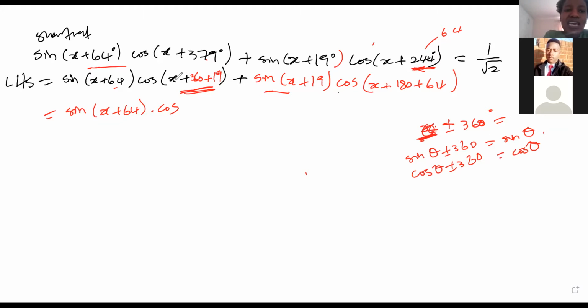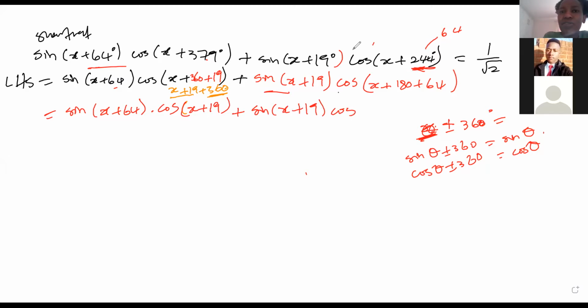So if you see here, it is the same as x plus 19 plus 360. I have x plus 19, I'm adding 360. That means my function is just going to remain cos(x plus 19), because whether you add or minus 360, it doesn't change your trig function. So this is x plus 19. Then sine(x plus 19) remains the same.